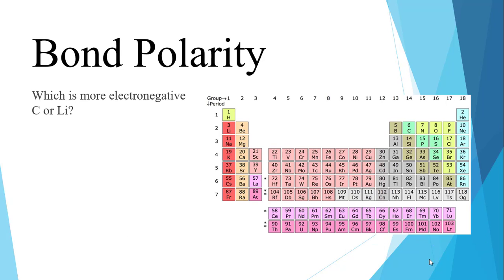So, quick question, which is more electronegative, carbon or lithium? And the answer is carbon. Why? Because electronegativity increases as you go across a period, and so therefore carbon should be more electronegative than lithium. Which is more electronegative, nitrogen or arsenic? And the answer is nitrogen. Why? Because as you drop down a group, electronegativity decreases.